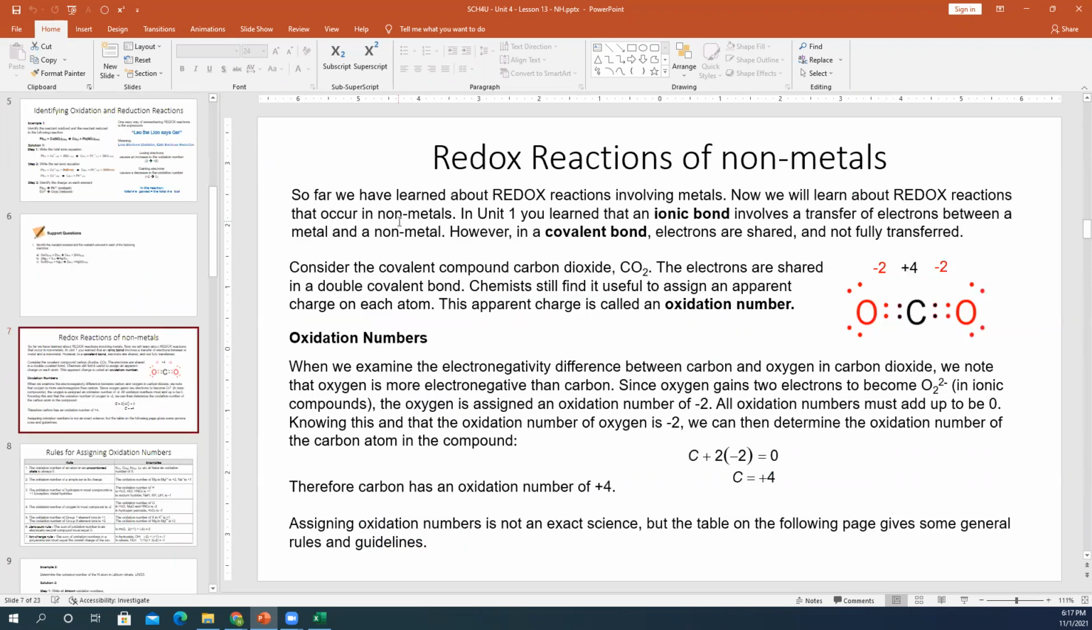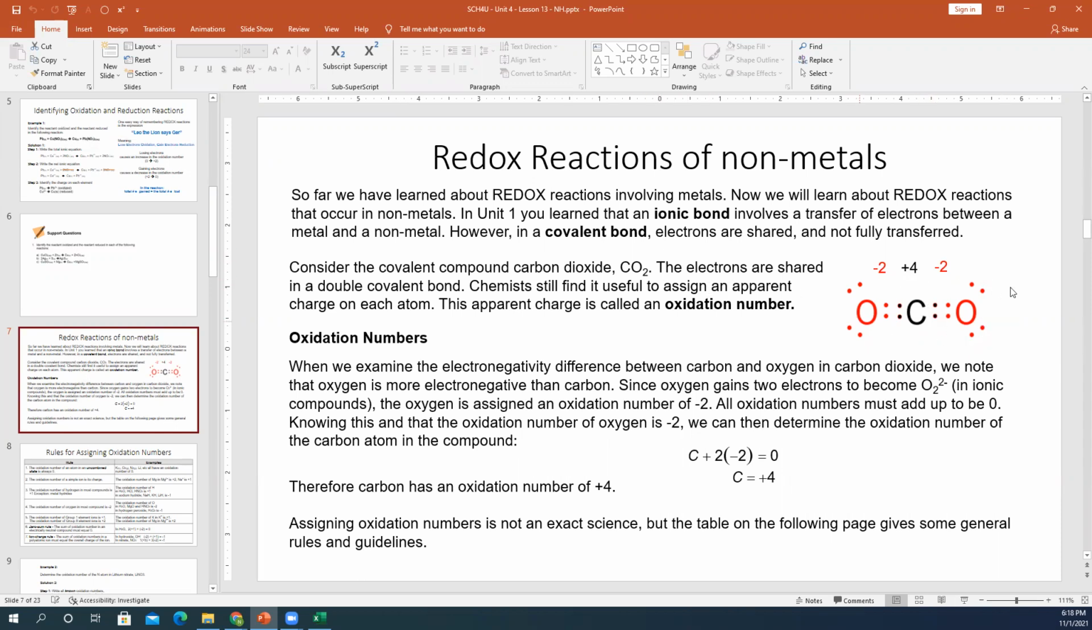Up to this point, the couple of examples that we looked at had to do with redox reactions involving metals. The metals were copper, zinc, and lead. But redox reactions can also involve nonmetals. If you recall, in Unit 1, we learned that in ionic bonding, there's a transfer of electrons between metal and nonmetal, but in a covalent bond, electrons are shared. They're not fully transferred.